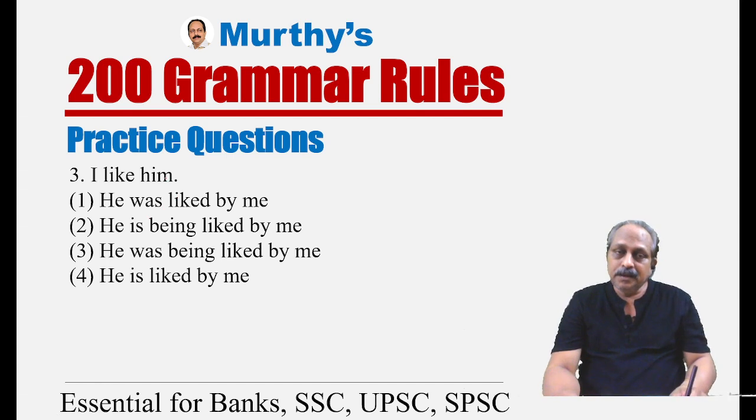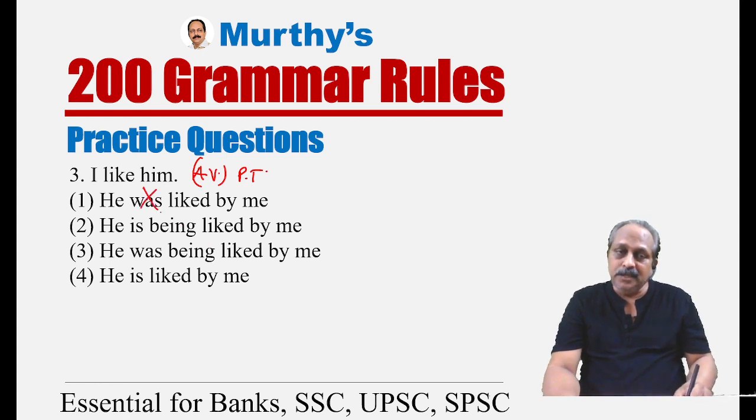I like him. Again, you have to know whether it is active voice or passive voice at the outset. I like him. And which tense is it? Present tense. Present tense passive voice, you have to look for the primary auxiliary to be in the present form and the verb past participle form.